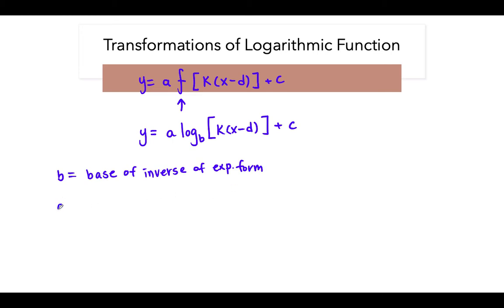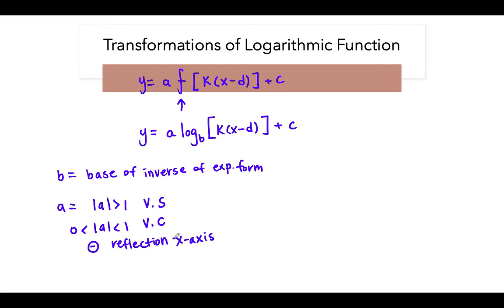And then we know a. We're talking about in terms of absolute value. If a is greater than 1, it's a vertical stretch. If a is in between 0 and 1, it's a vertical compression. But if a is negative, that means it's a reflection through the x-axis, if a is outside the logarithm. So that's vertical.